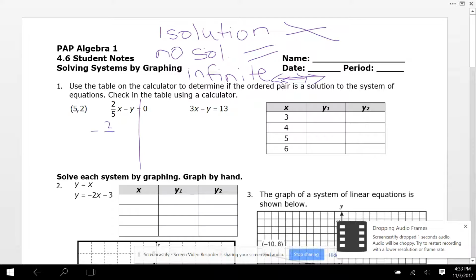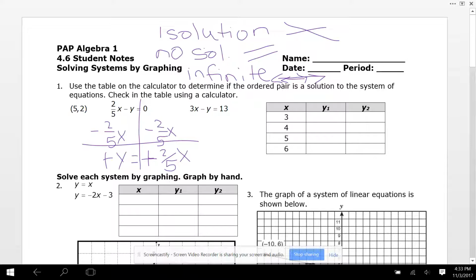I'm going to subtract 2 over 5x from both sides, which leaves me with negative y equals negative 2 over 5x. And I can change the signs, make them both positive. The second one, I'm going to subtract 3x. And I end up with negative y equals negative 3x plus 13. And that would be y equals 3x minus 13.